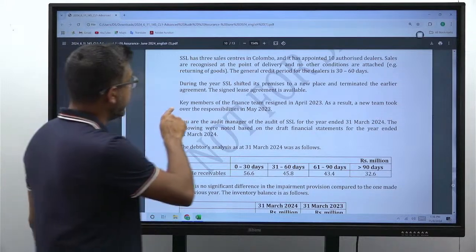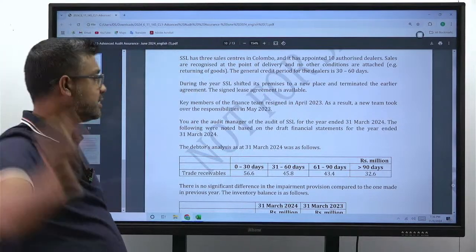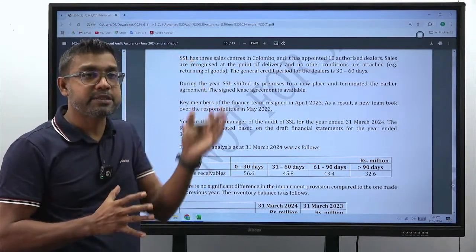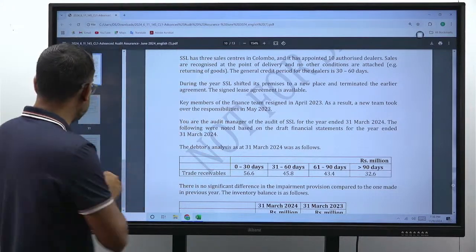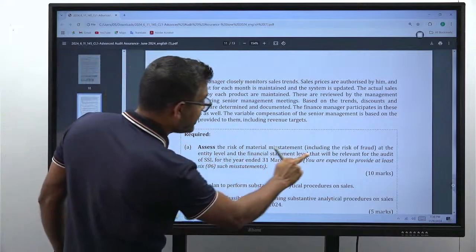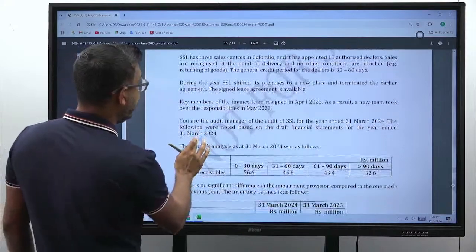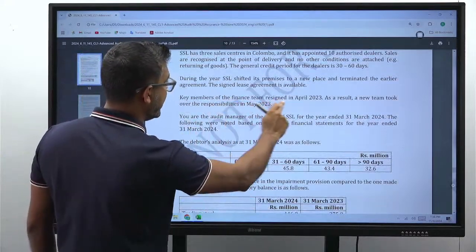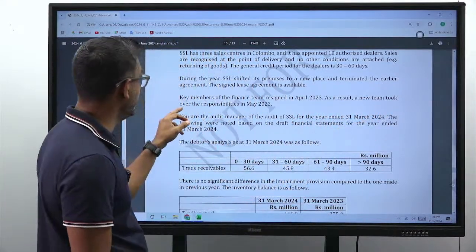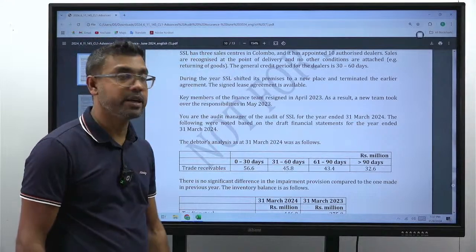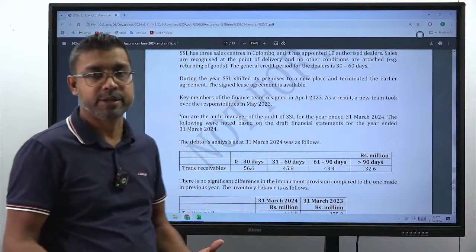Third point. Key members of the financial team resigned in April. Financial statement level risk, because these 6 material misstatements should include financial statement level risk also, because the exam is specifically saying here to cover financial statement level risk. This is one of the financial statement level risks because key members of the finance team resigned in April 2023. As a result, a new team took over the responsibilities in May 2023. Now a new team has been appointed to prepare financial statements.